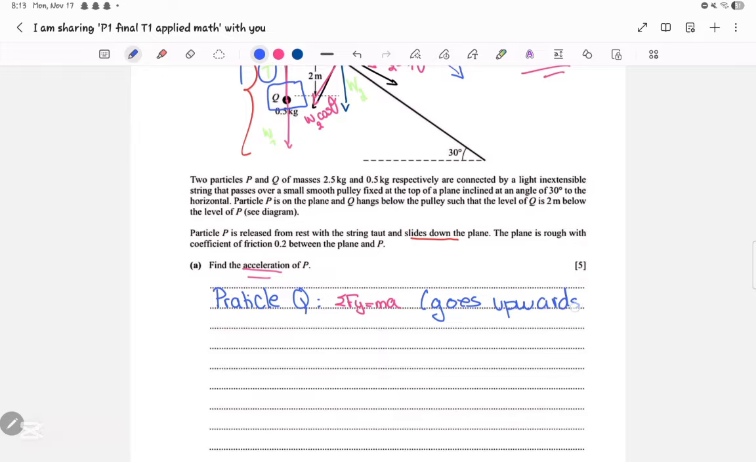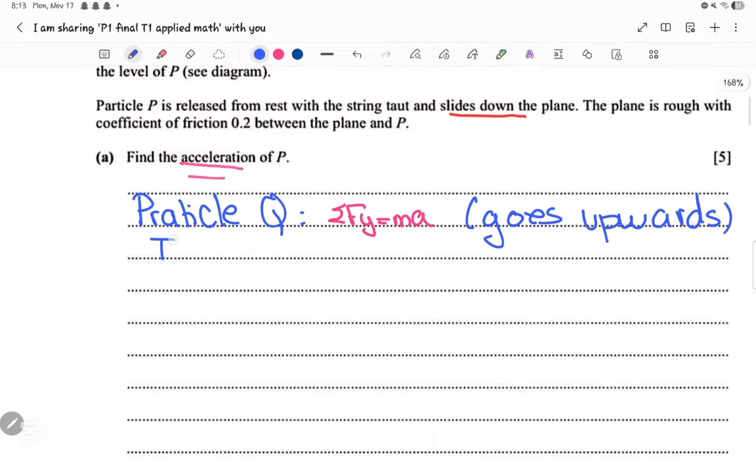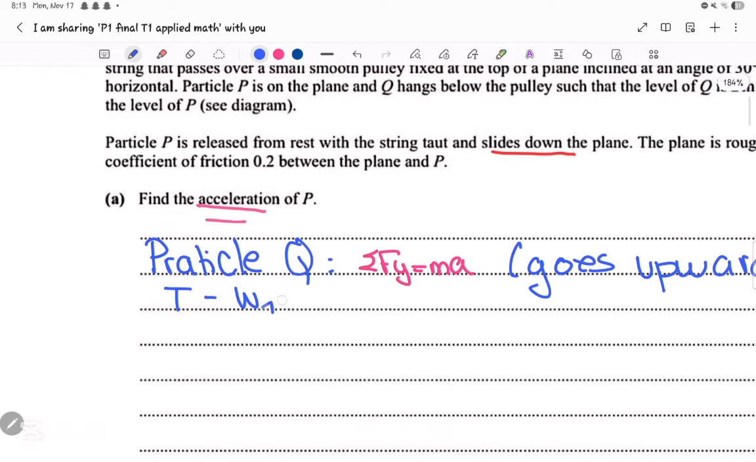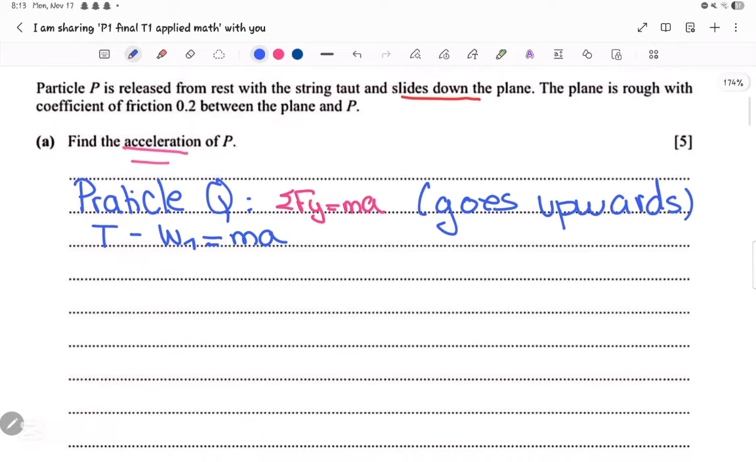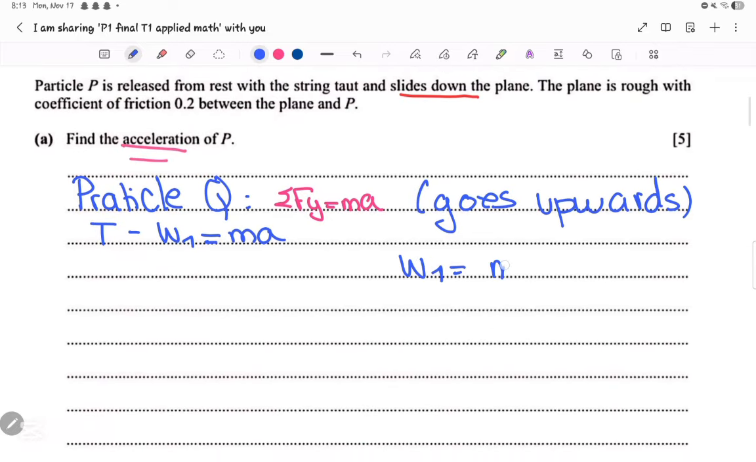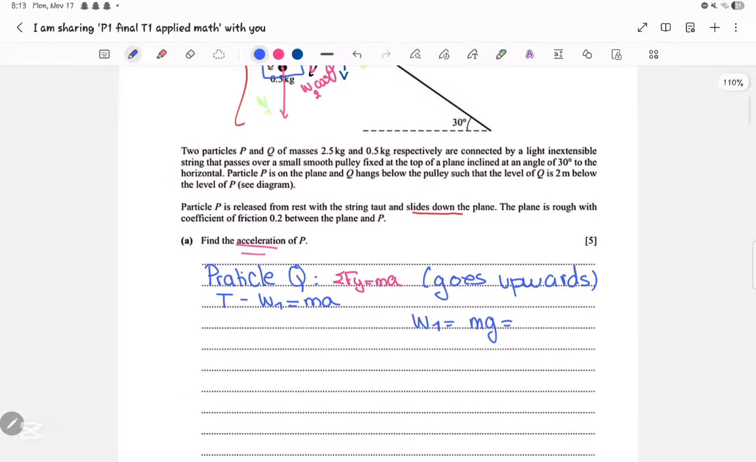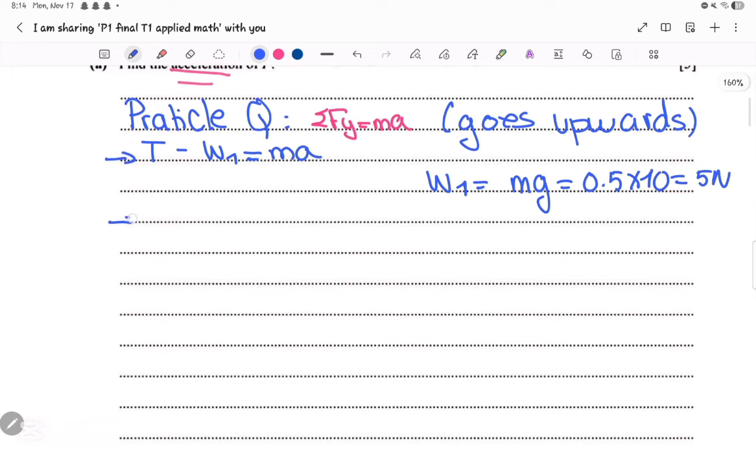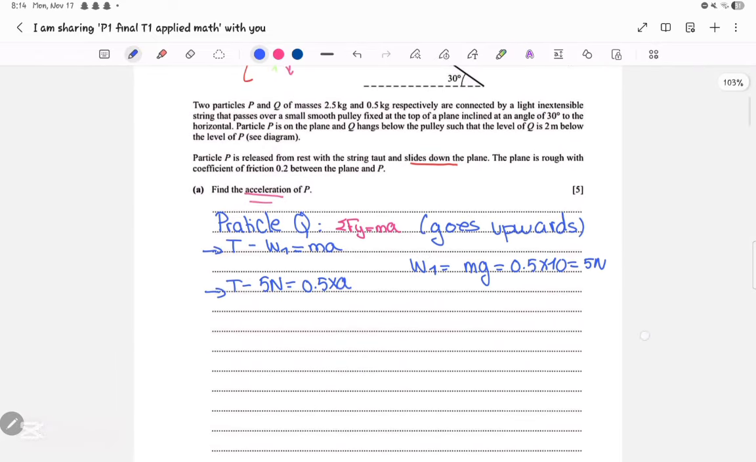Because it's going upwards, what can I assume? I can assume that the tension minus the weight, minus weight 1, is equal to ma. Weight 1 is equal to mg. What is g? I said use g as 10. And what's the mass of Q? Mass of Q is 0.5, so 0.5 times 10, which is 5 newtons. So now, tension minus 5 newtons is equal to 0.5 times acceleration. Okay, so this is for particle Q.